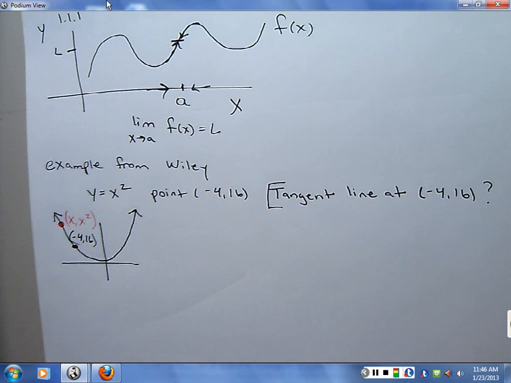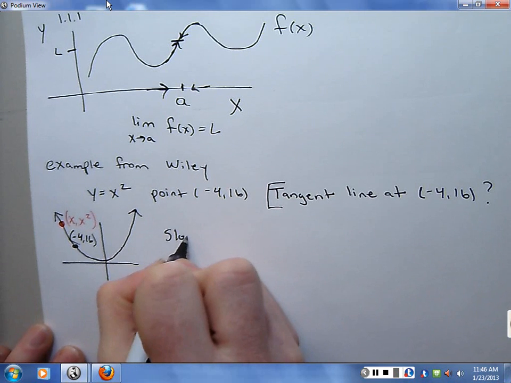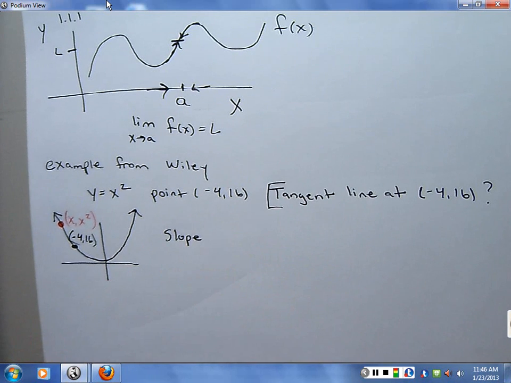So now I have 2 points, and I can find the slope between 2 points, because I know that from college algebra. But I really want the slope at the point x equals minus 4, y equals 16. If I use negative 4, comma 16, and negative 4, comma 16, I get 0 as my slope, 0 over 0, which gives me issues.